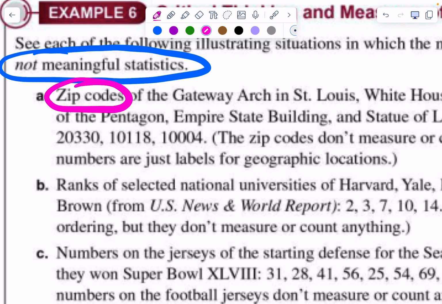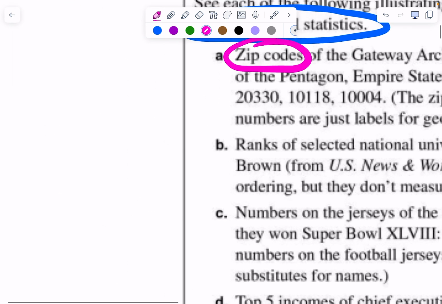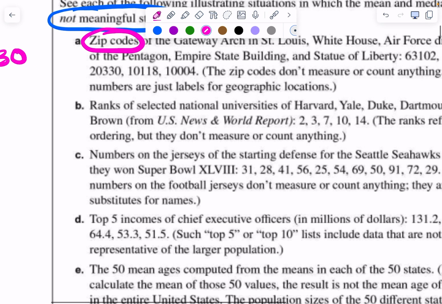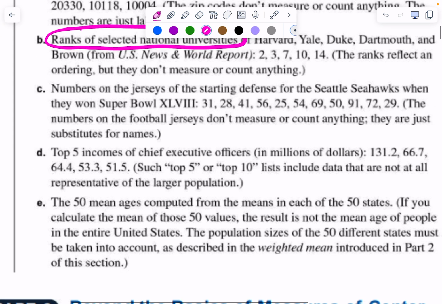Zip codes are categories, right? Do you know what a zip code is, Mary? Like in Blue Hill, we are zip code 68930. It's like the postal code. B, ranks of selected national universities. If you have a ranking, it doesn't make sense to average them together. Like Harvard ranks at 13.1 on the scale, no, that doesn't make any sense. Number of jerseys, we just talked about jersey numbers. Doesn't make sense to average together.